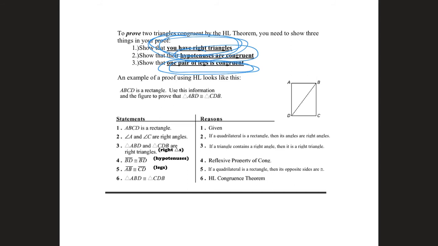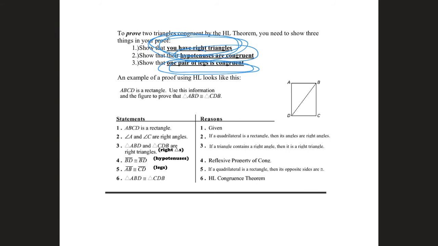Let's say we have this picture, ABCD is a rectangle. We want to use this information to prove that triangle ABD is congruent to CDB. So it's already done for you, but let's walk through this. Step 1, statement 1, ABCD is a rectangle. That's given. Statement 2, angle A and C are right angles. Well, how do we know that? Well, if a quadrilateral is a rectangle, then its angles are right angles. So that's just a thing we know about a rectangle. That's a fact about a rectangle.